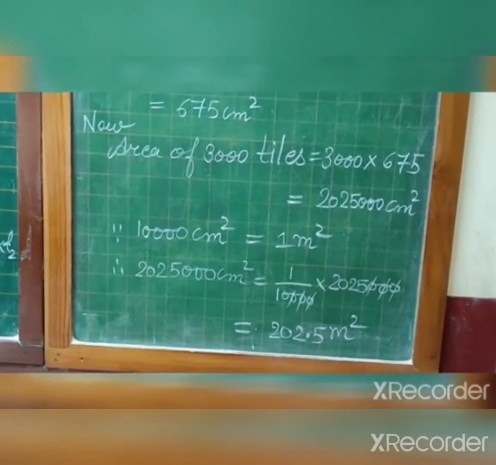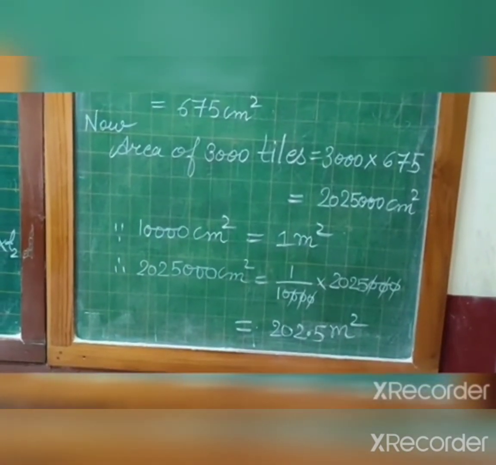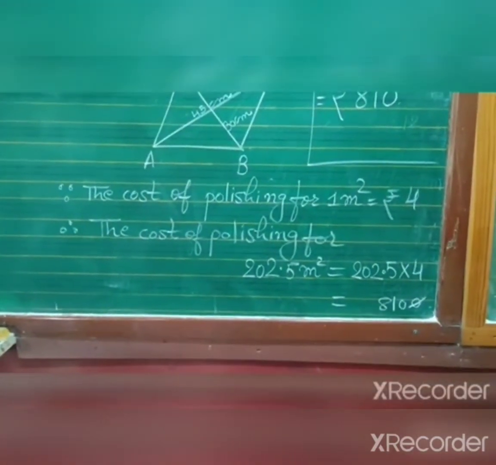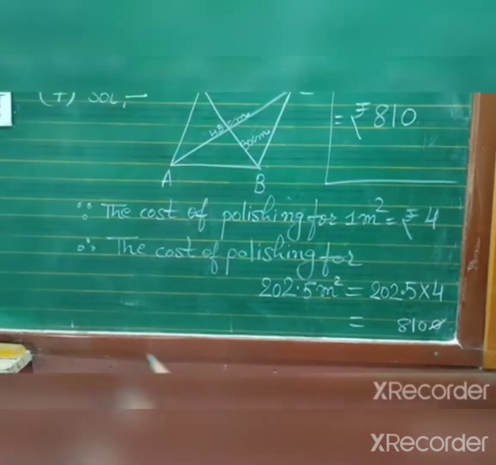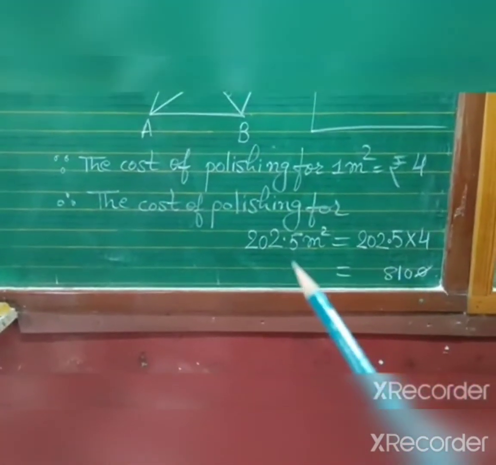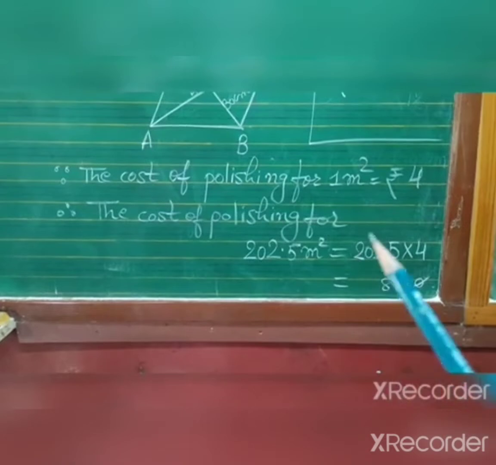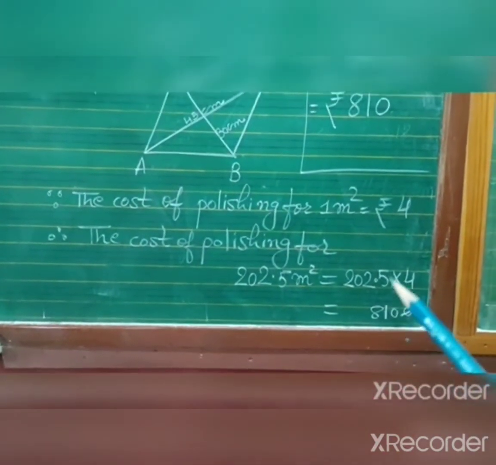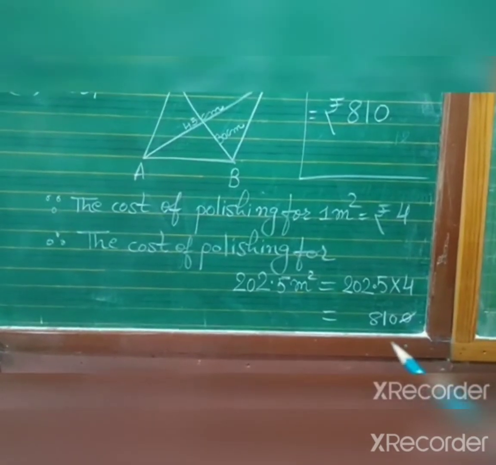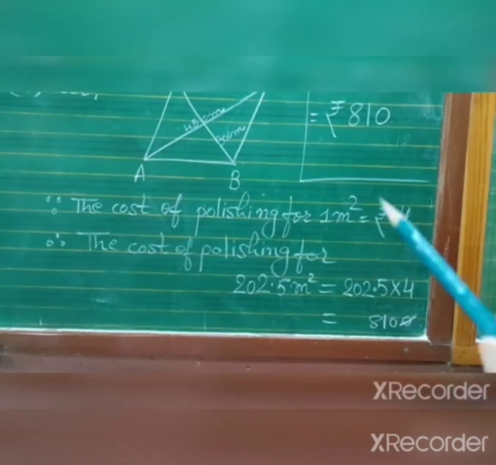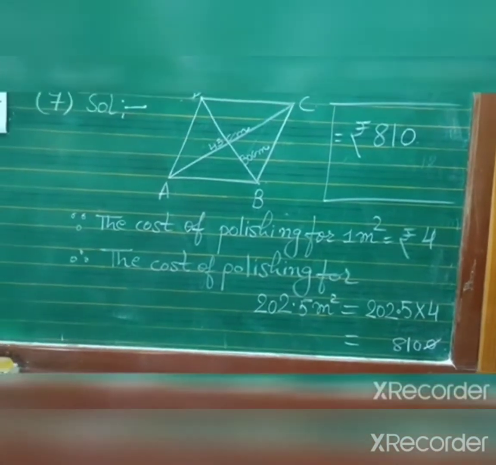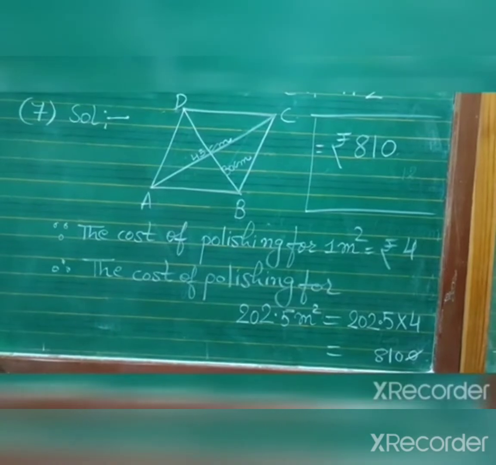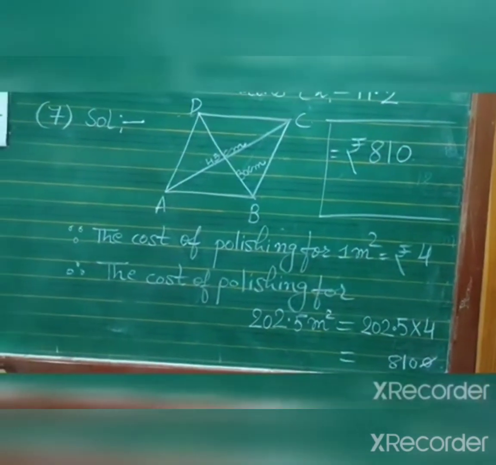Now after that we will multiply this value by 4. Now see here, the cost of polishing for 1 meter square is equal to rupees 4. Then the cost of polishing for 202.5 meter square is equal to, or area word also you can add here. So 202.5 into 4. When you will multiply, before one digit you will put decimal, so rupees 810. And so the cost of polishing for the floor is rupees 810.